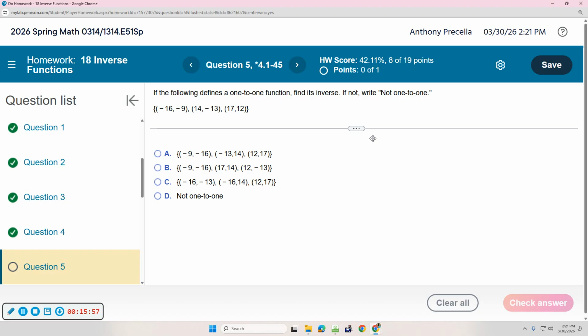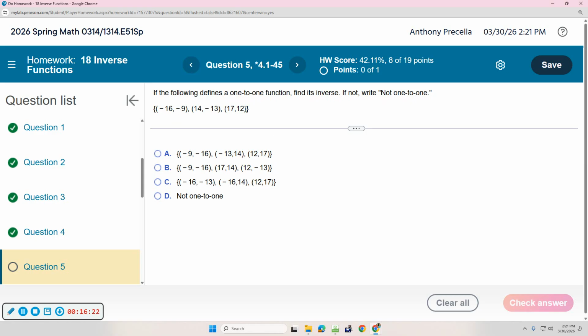I think 5, 6, 7 are going to be similar to these. And that if part, a lot of times students ignore that. It doesn't just say find the inverse. It says if it's one-to-one, find the inverse. So you're going to be switching the x and y only if it's one-to-one. So let's answer that one-to-one question first.